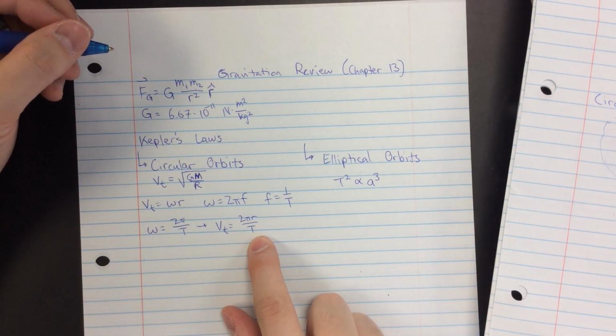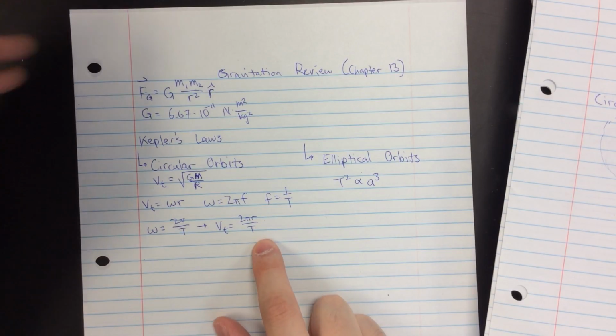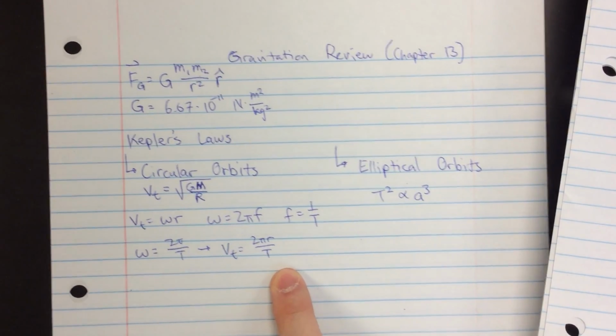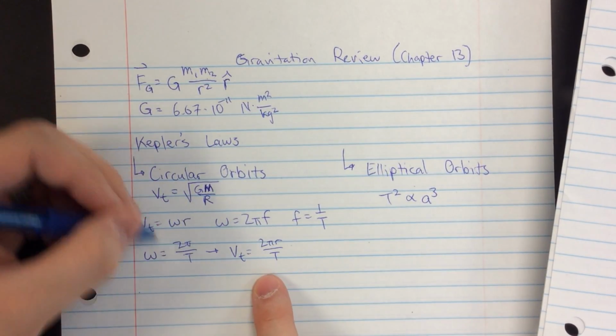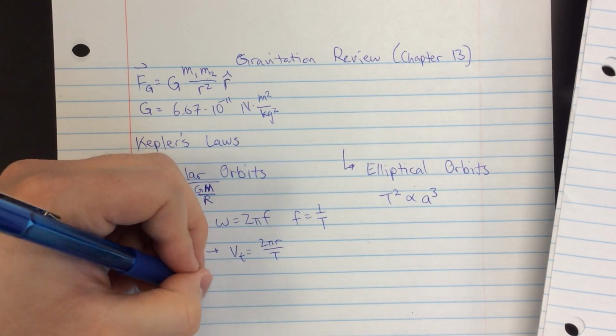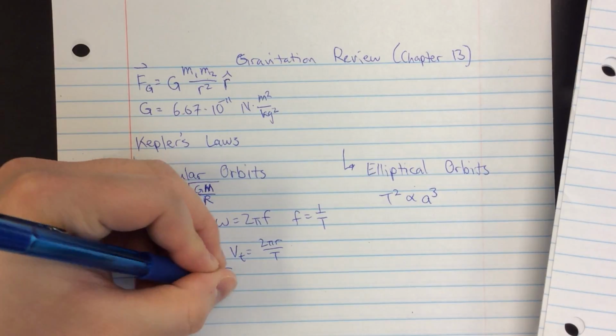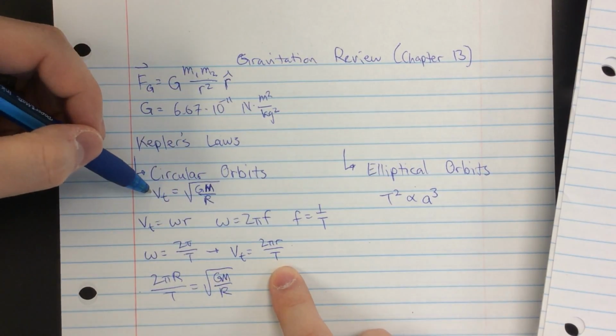and this one actually really should make sense. You're basically taking the circumference of your circle and dividing by the time it takes to travel that circle, and so of course that's going to be your tangential velocity. But when you substitute it onto the left-hand side, you're going to get 2 pi r over T equals the square root of GM over r. Okay, I'm taking this, I'm substituting it in for this.